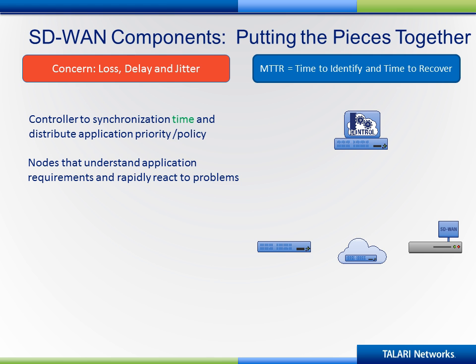So you're going to need to have these nodes. Now, these nodes in and of themselves are going to have to be able to identify when there's a problem across the WAN and react very quickly, going into the blue box that we highlight above.